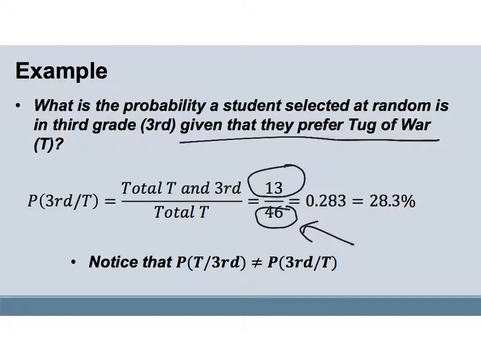Notice these two things are not equal because you changed the totals. So one given, you flip it around, it's not going to be the same number.